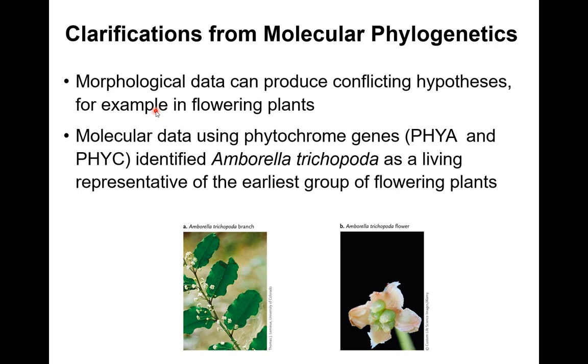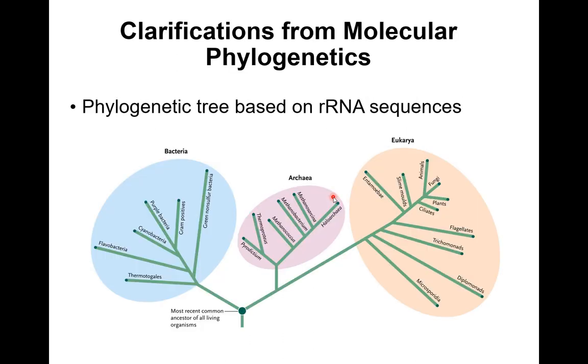For example, here, by using these phytochrome genes like PHYA and PHYC, these two species, Amborella trichopoda, and so that were first considered fairly separated, were finally placed as a group evolutionarily to where they belong, as an early example of flowering plants or angiosperms.